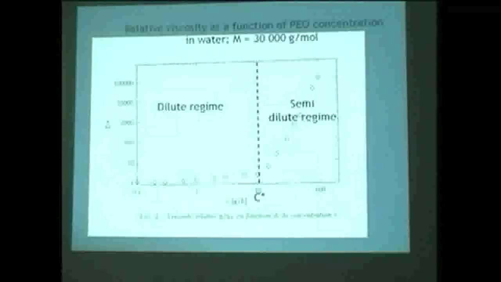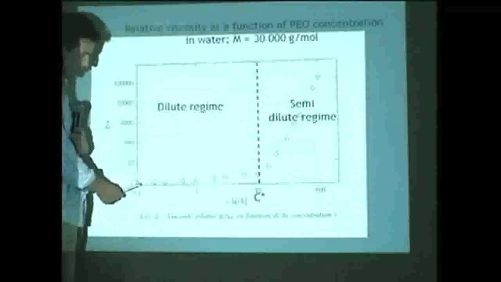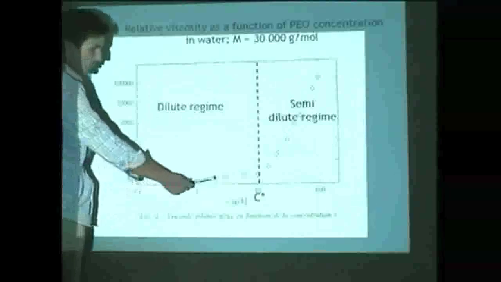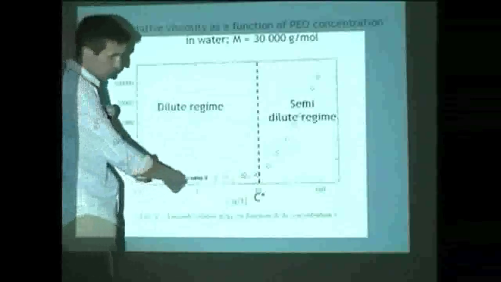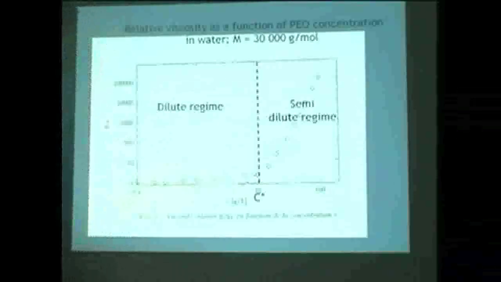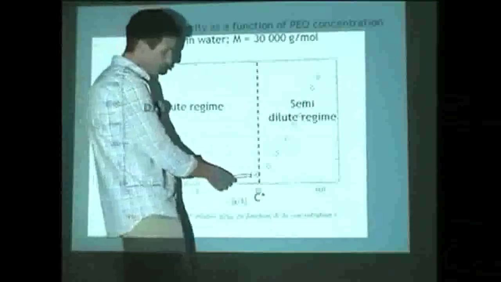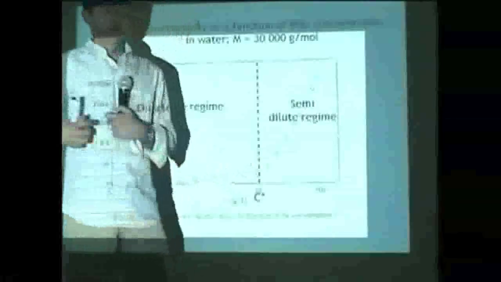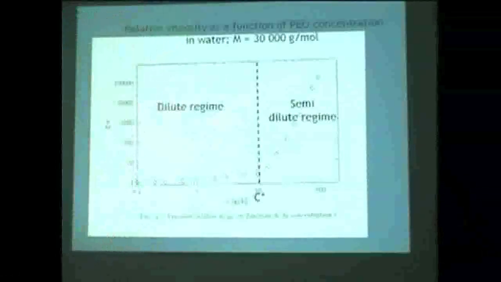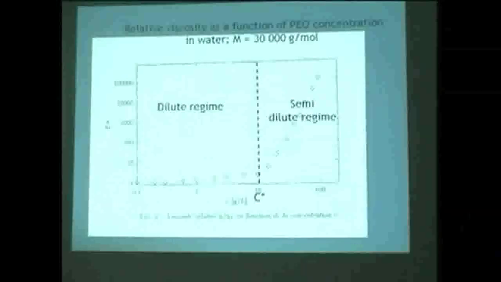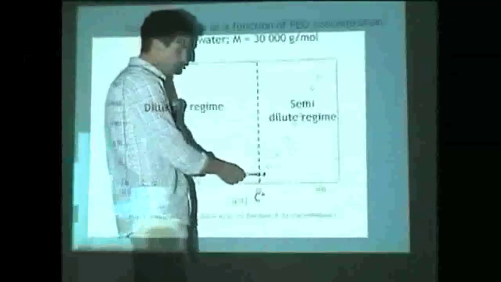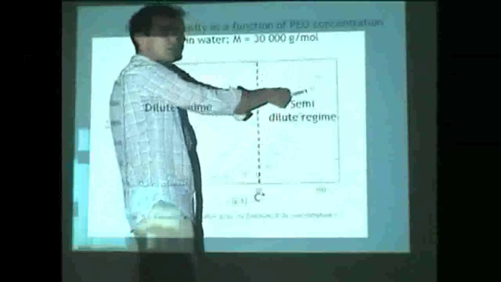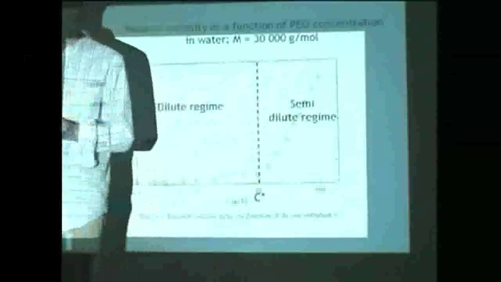Okay, you see, when you increase the number of coils, if you increase the concentration of polymer, you go like this. And okay, it's increasing a little bit, but you have no dramatic change. And what happens is when you pass this point where all the coils start to untangle, they start to penetrate each other, you see that very suddenly you have a strong increase in the viscosity of the system, okay?